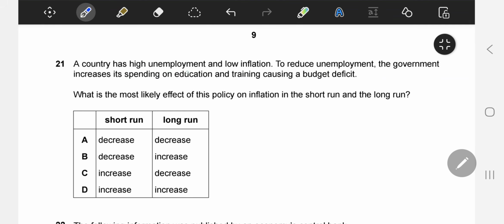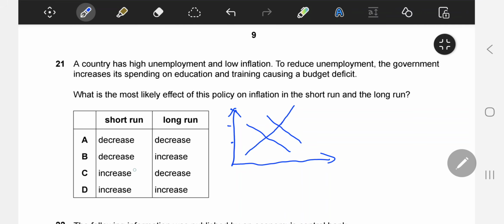Okay, a country has high unemployment and low inflation. To reduce unemployment, the government increases its spending on education and training, causing a budget deficit. What is the most likely effect of this policy on inflation in the short run and in the long run? So in the short run, there's going to be an increase in inflation because AD is going to be shifting to the right, if you remember that. So this is your short-run supply curve, and this is your AD. So as AD shifts to the right, expect the prices to move up.